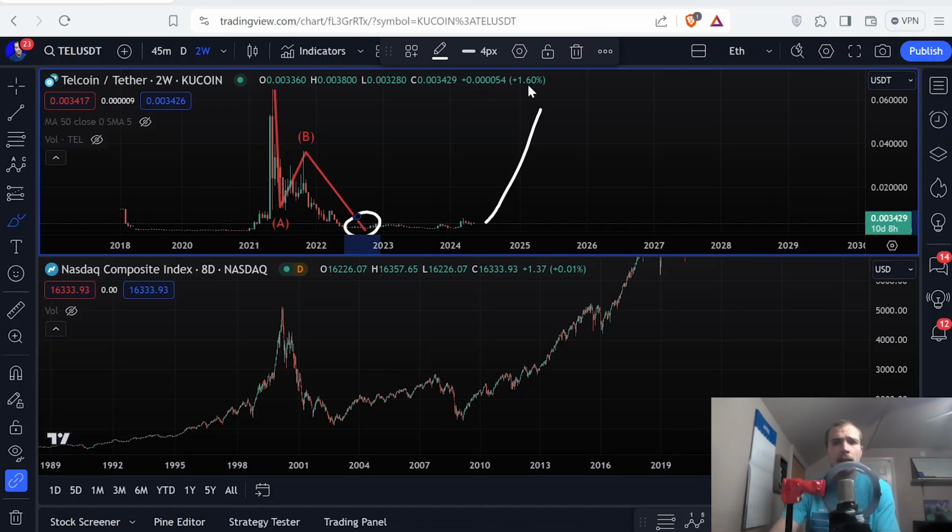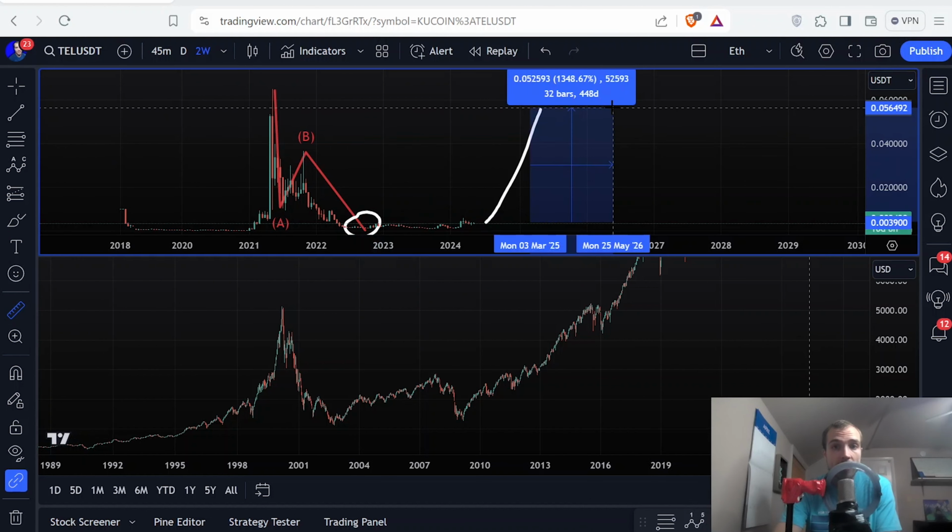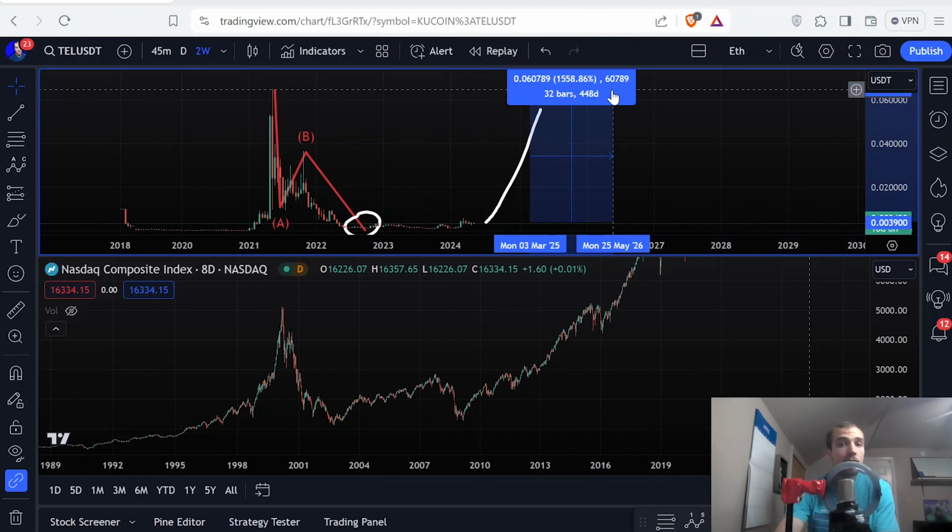In which case, if we go to the all-time high here on Telcoin, like it's set up to, that's 1,500% just to the all-time high. 15 times your money just to the all-time high. So try to find gains like that in other places.